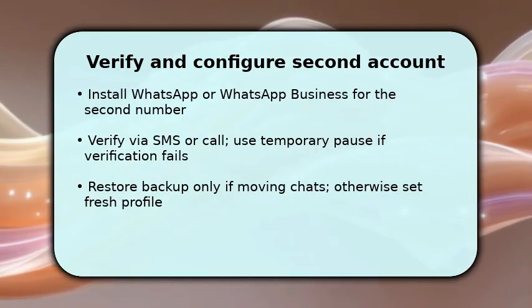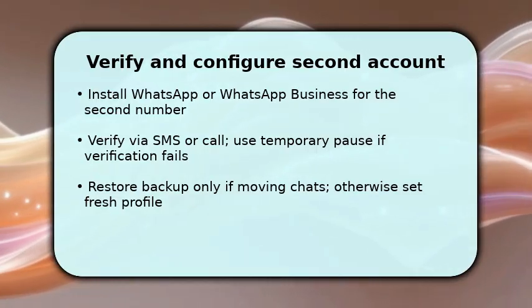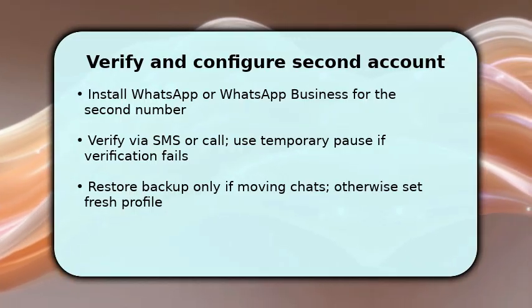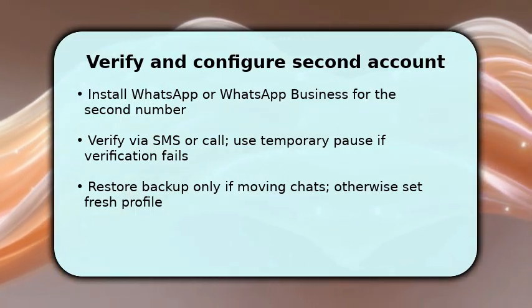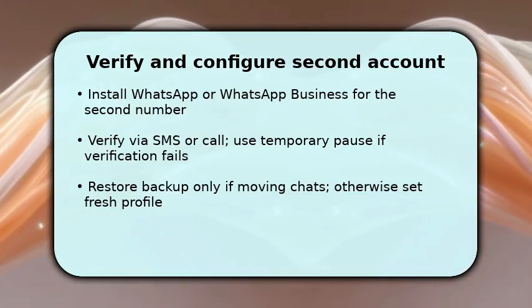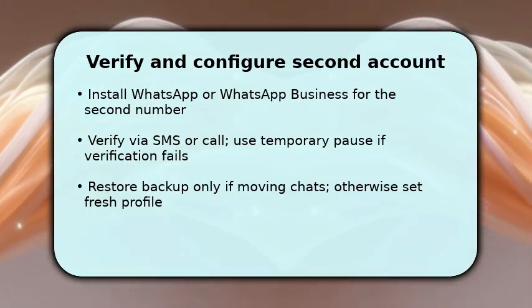Once verified, decide whether to restore a backup. Restore only if you're migrating chat history from a previous backup tied to that number. Make sure notifications and permissions are enabled. Adjust profile and privacy settings so both accounts behave the way you expect.